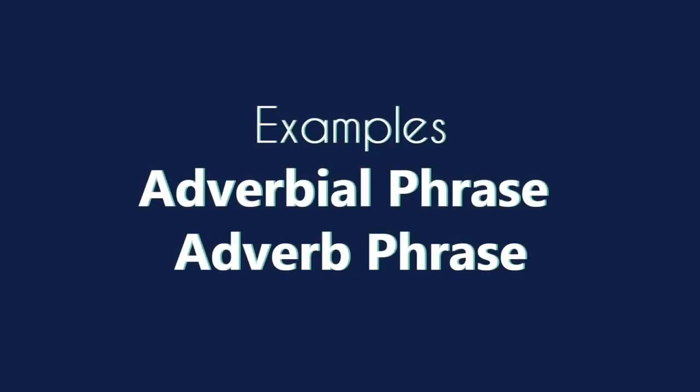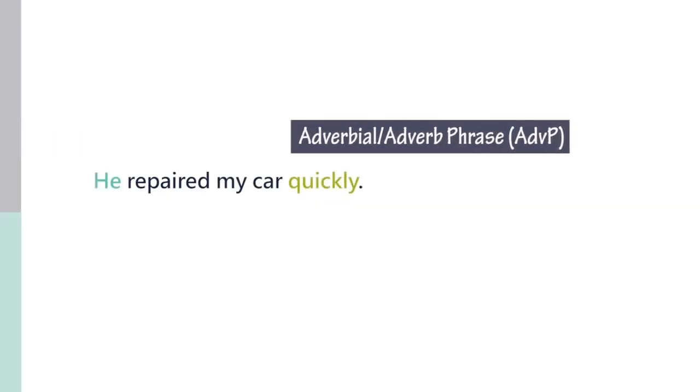Adverbial phrase or adverb phrase, both are correct. So quickly is an adverb phrase, adverbial phrase. And you might say it's just an adverb. Why do you call it an adverbial phrase? Because it could potentially be modified or qualified with a degree word.